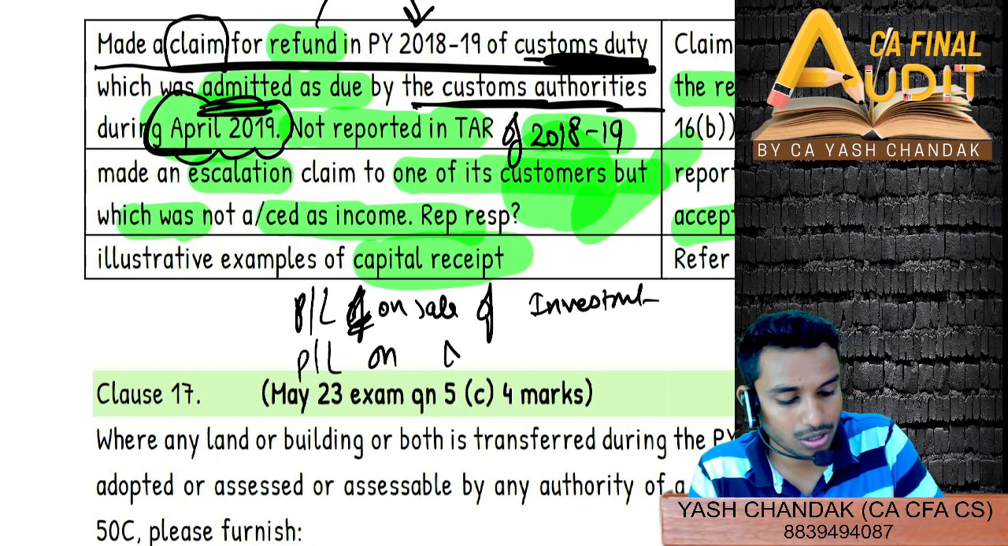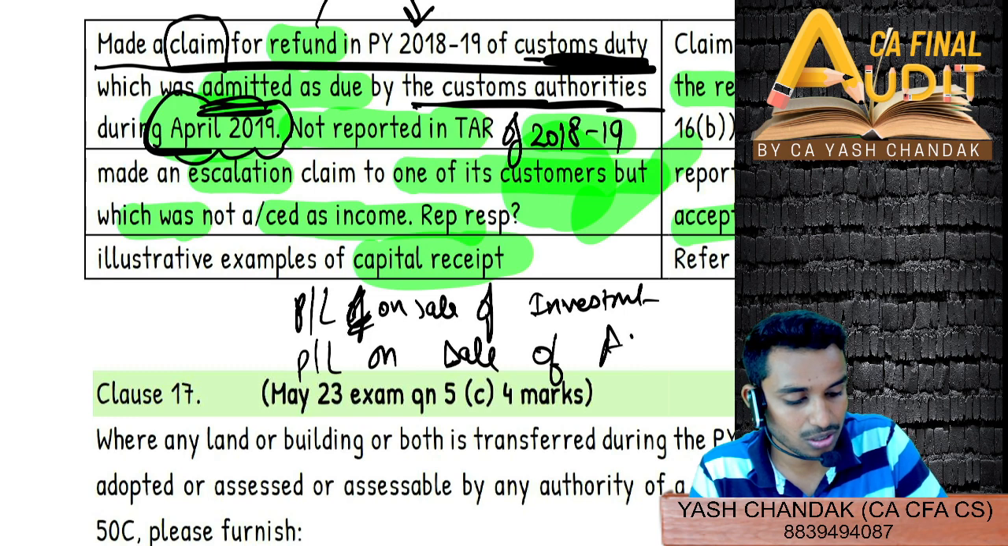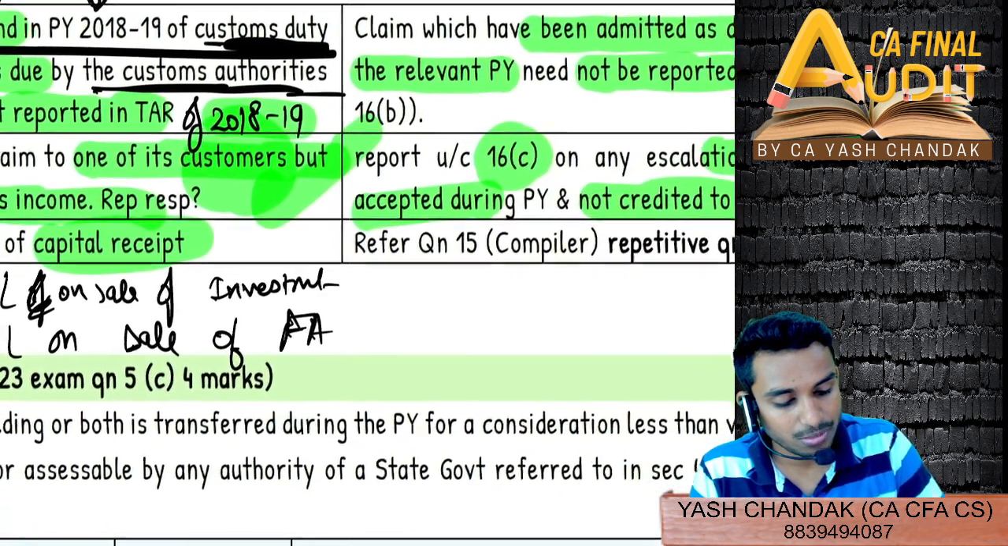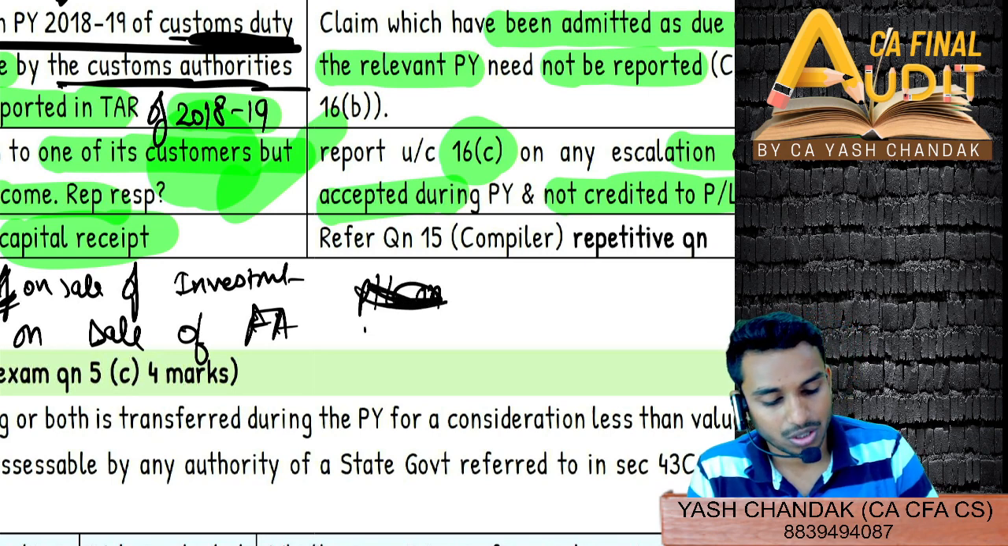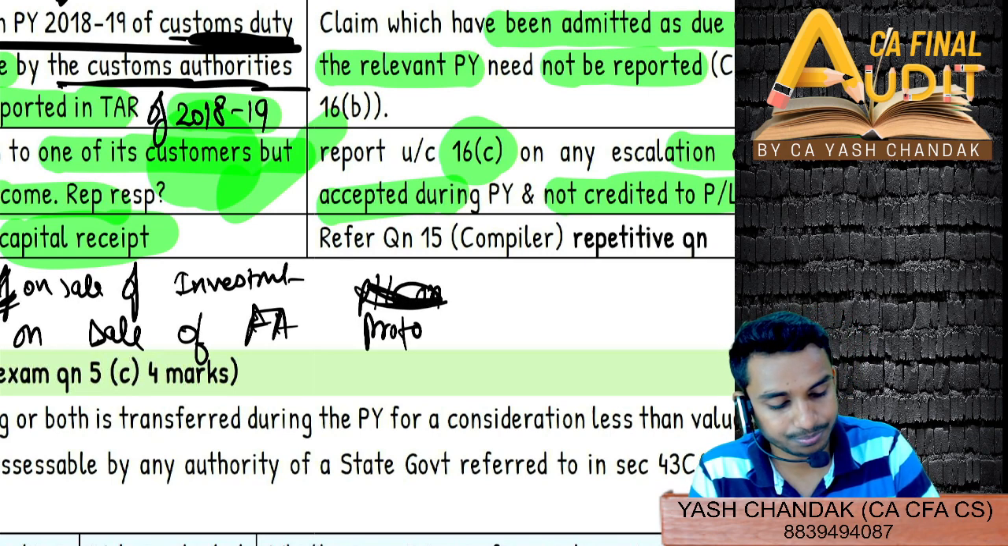Profit and loss on sale of fixed asset. Similarly, profit and loss on promoters contribution, as I told you.